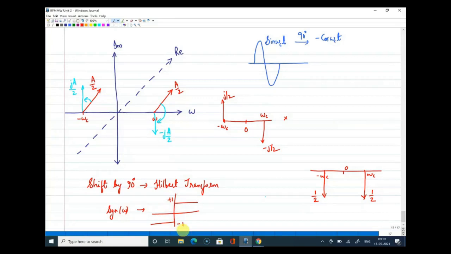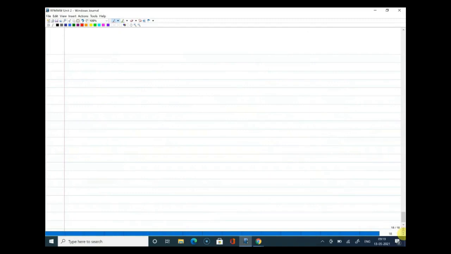Now, what we will do here, in order to get a 90-degree phase shift operation, is multiply by minus j signum of omega. So the function I need to multiply here is nothing but plus j at this side, and minus j at this side. When I do this, I'll get a minus cosine wave. So when a 90-degree phase shift is applied, it is equal to doing a Hilbert transform.